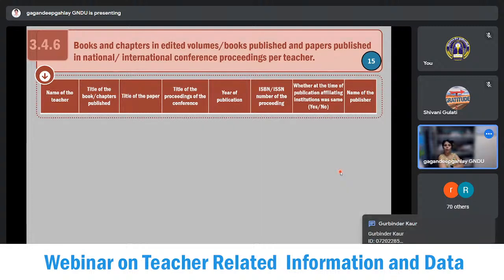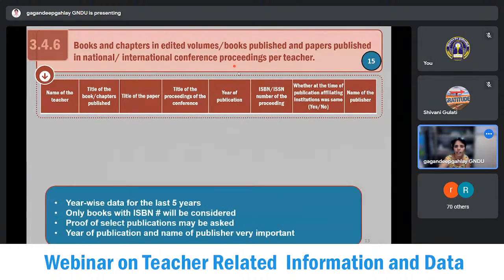which year the publication was done, and what is the ISBN or the ISSN number. This is again very, very important to give the number, and whether at the time of the publication the affiliation was with your educational institute or not. And then this last column, which talks about the name of the publisher, is also very important. So these two things we have to be very careful about.